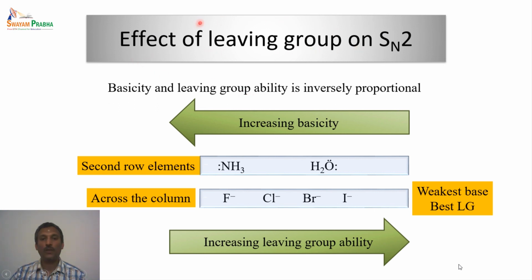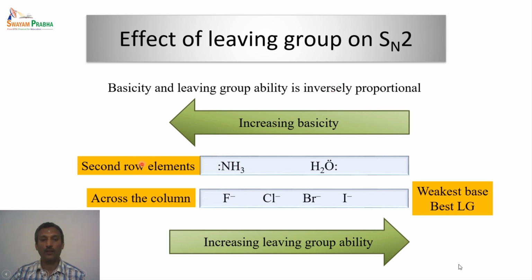And when we talk about the effect of the leaving group, the basicity of the leaving group and its ability are inversely proportional. That means if it is a stronger base, it is a poor leaving group. That is why these two are inversely proportional.